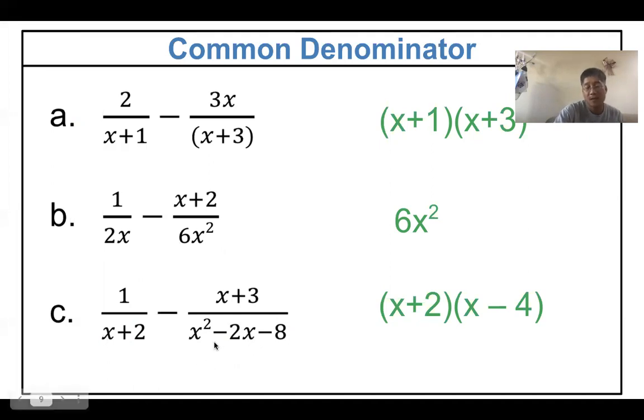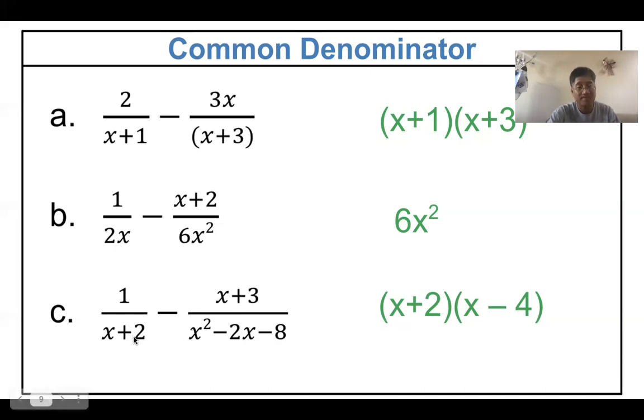This is x minus 4 times x plus 2. And both of them have x plus 2. Then you just use it one time. So x plus 2, x minus 4. So mostly when one denominator is a quadratic equation, right? Then when you factor it, one factor will be this. That makes it easier.